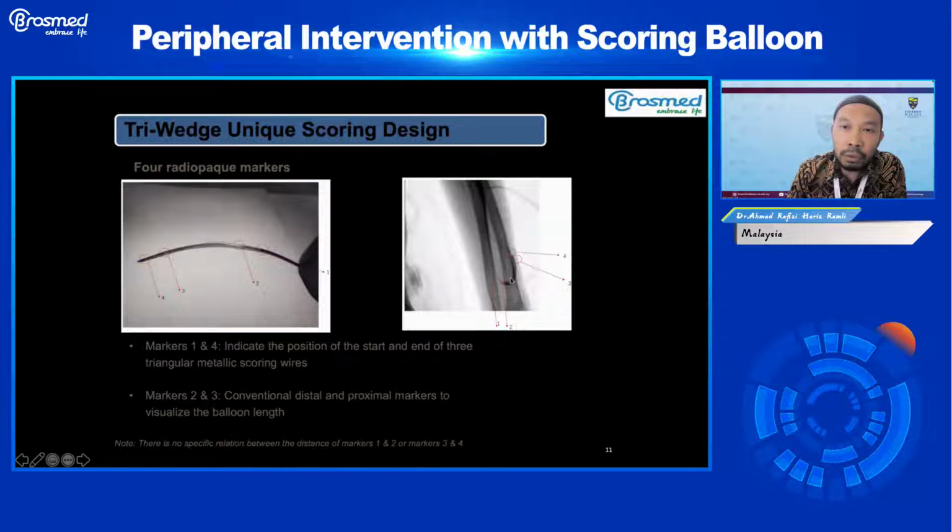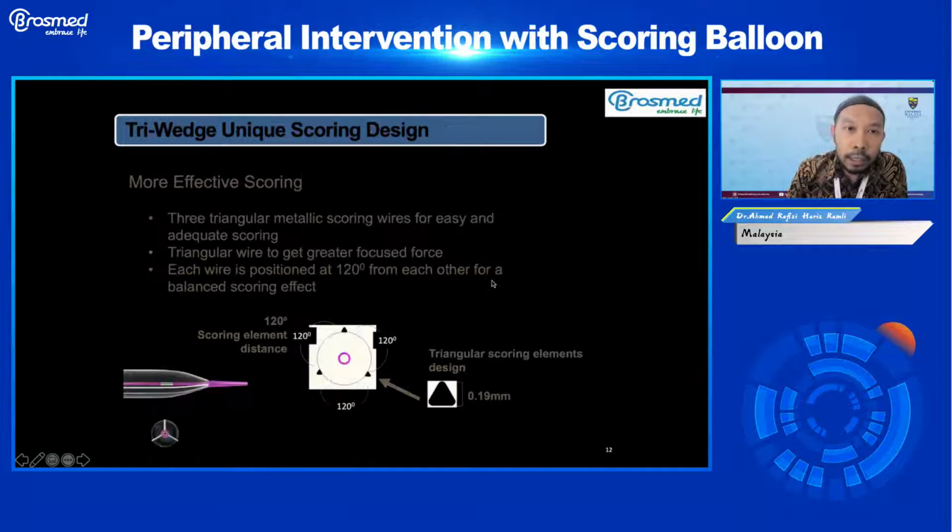Okay, so this has all been said before. I think you all should know about the indications and the scoring element. I think they have these triple wires, and it's not just rounded wires; it's actually triangulated. But if you put your finger there, you won't hurt yourself because it's fairly blunt. But when it is effaced, you will still cut the vessel a bit.